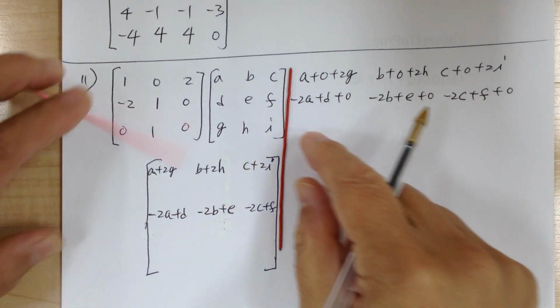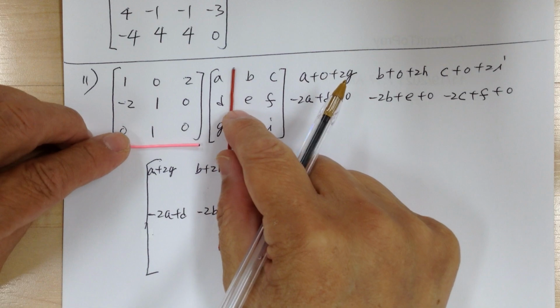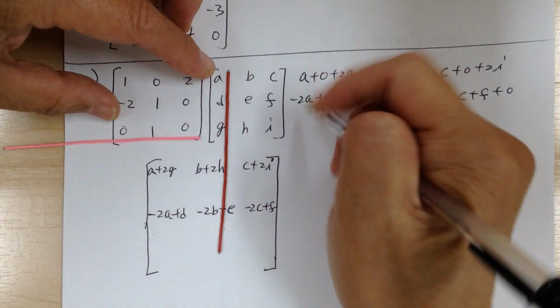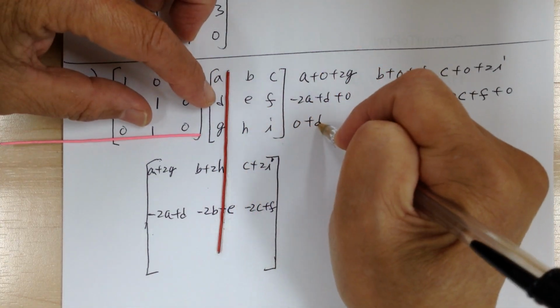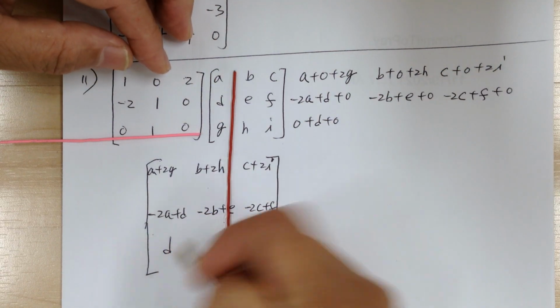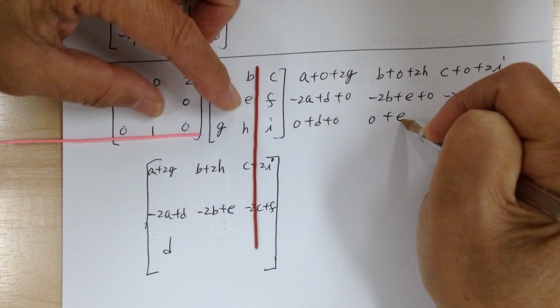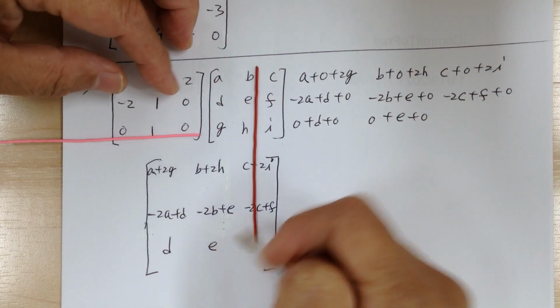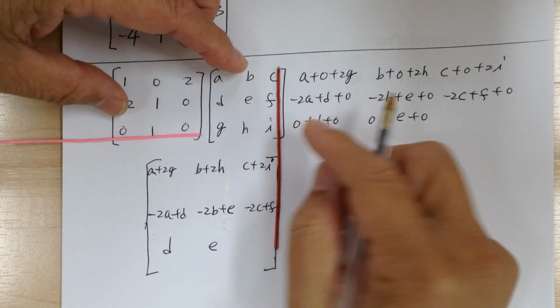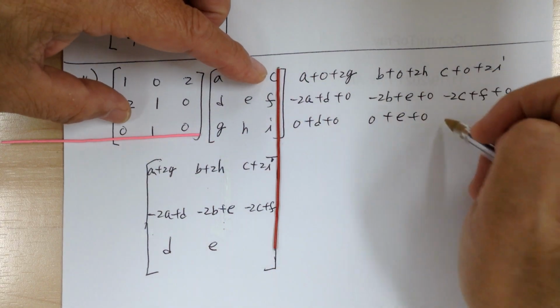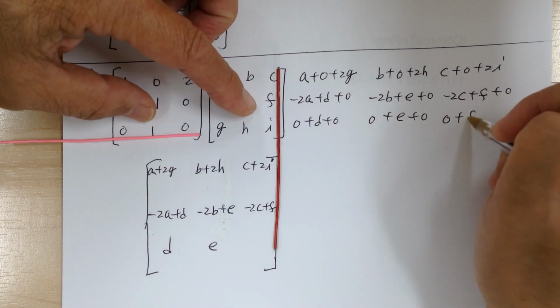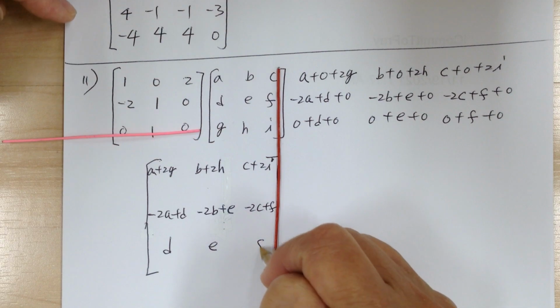Okay, so now we're done with the second row. Let's go to the third row. Okay, so when you multiply, this would be 0 plus D plus 0. So it would be just D. Second column, you're going to get 0 plus E plus 0. So it would be just E. Third column, so third row, third column. So it would be 0 plus F plus 0. So it would be F.